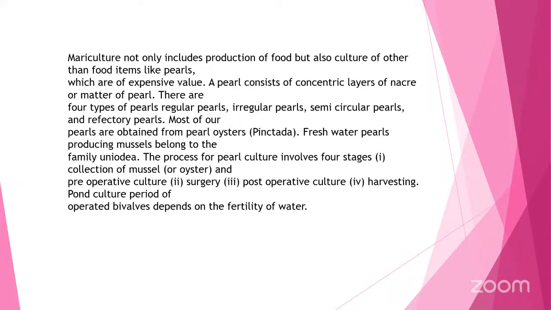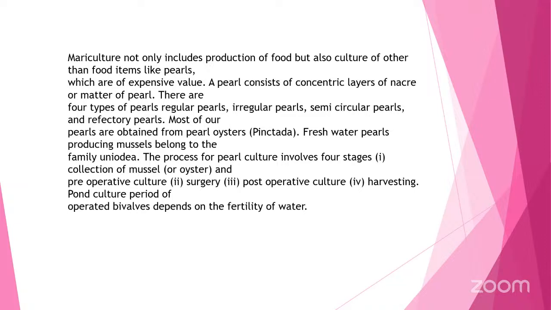Mariculture not only includes production of food but also culture of items other than food, like pearls, which are of expensive value. A pearl consists of concentric layers of nacre, or mother of pearl. There are four types of pearls: regular pearls, irregular pearls, semicircular pearls, and reflectory pearls. Most of our pearls are obtained from pearl oysters. Freshwater pearl producing mussels belong to the family Unionidae.